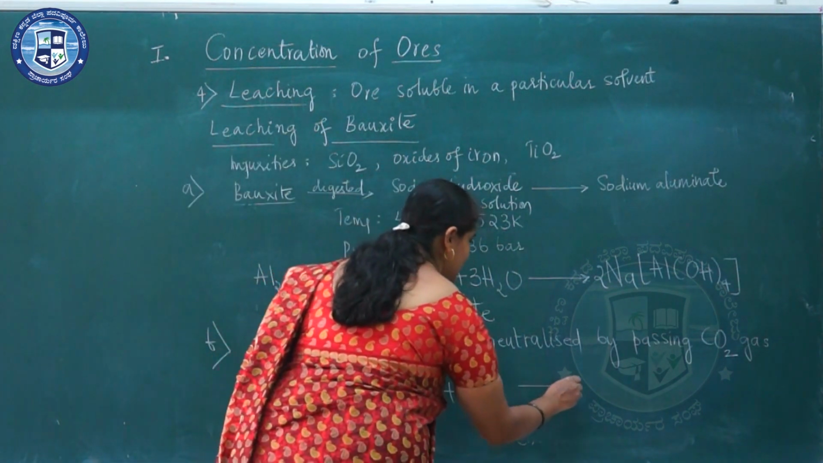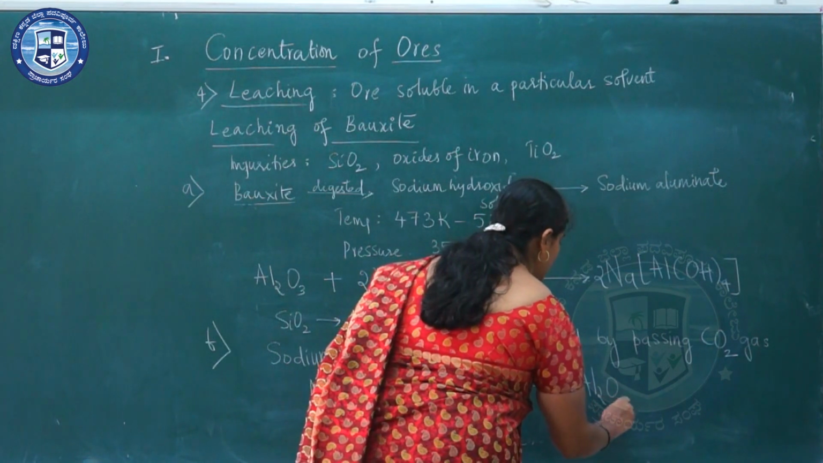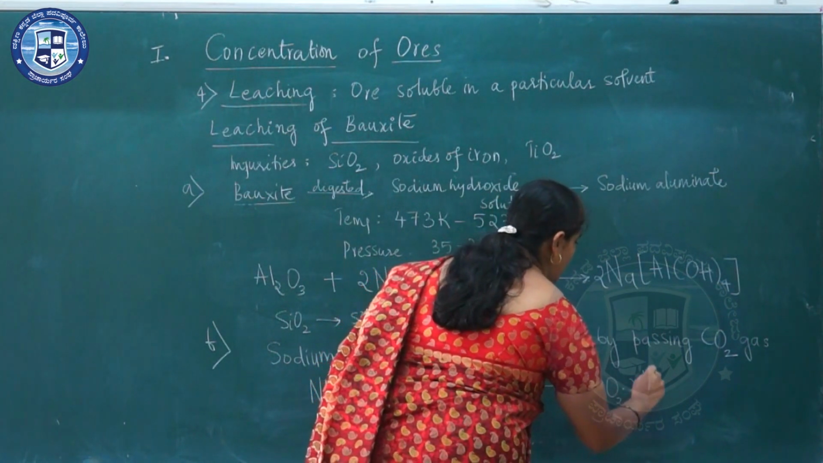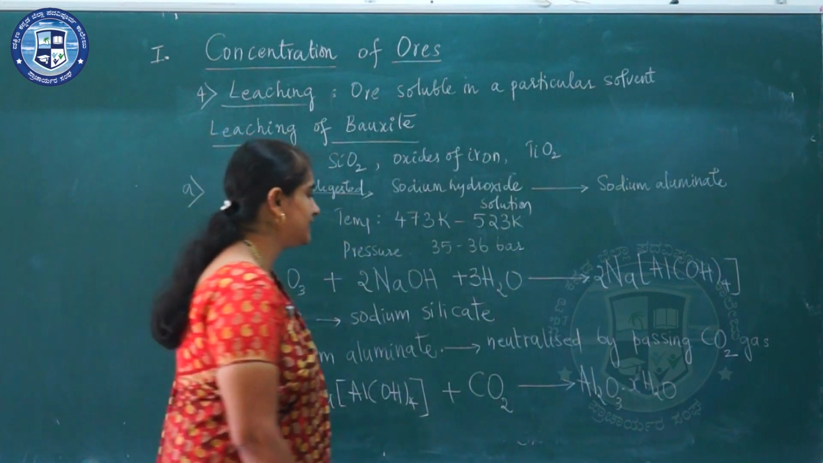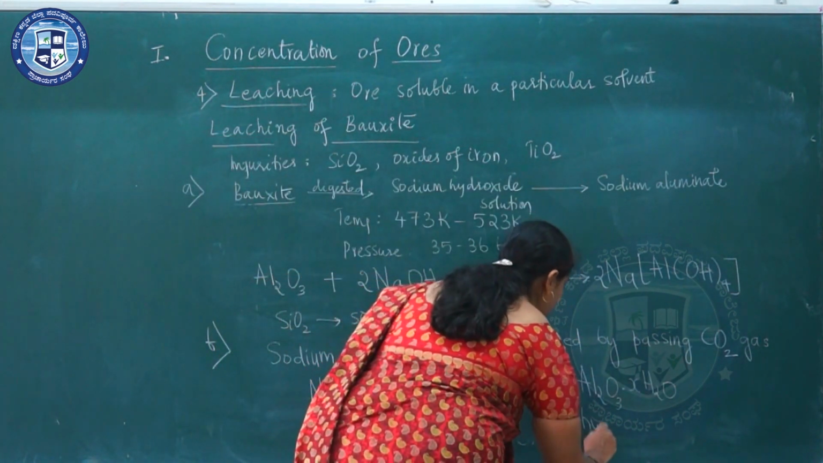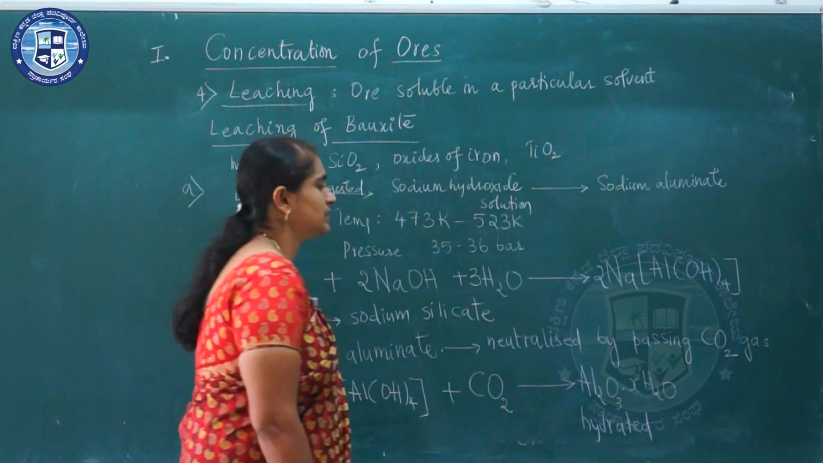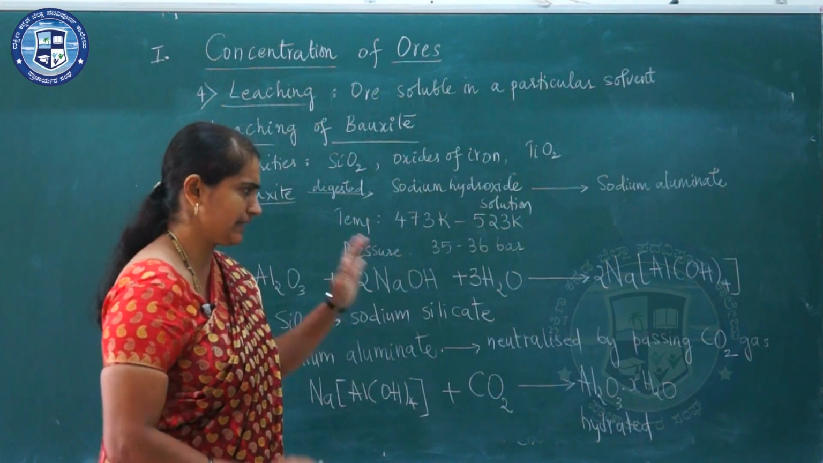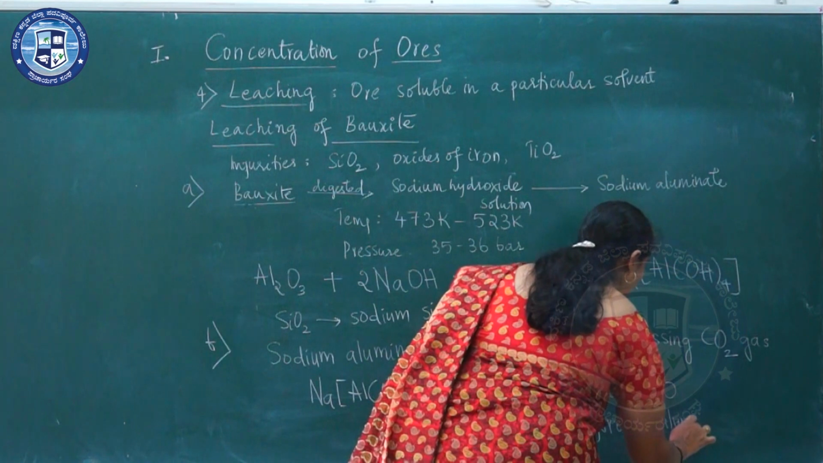What we end up with in this case is Al2O3·xH2O, with x molecules of water. So we end up with hydrated alumina. The value of x varies, maybe 1, 2, 3, something like that. So we will take it as x only, hydrated alumina.